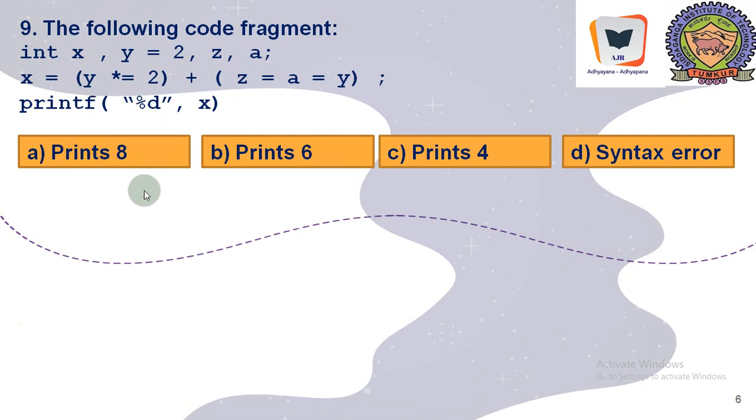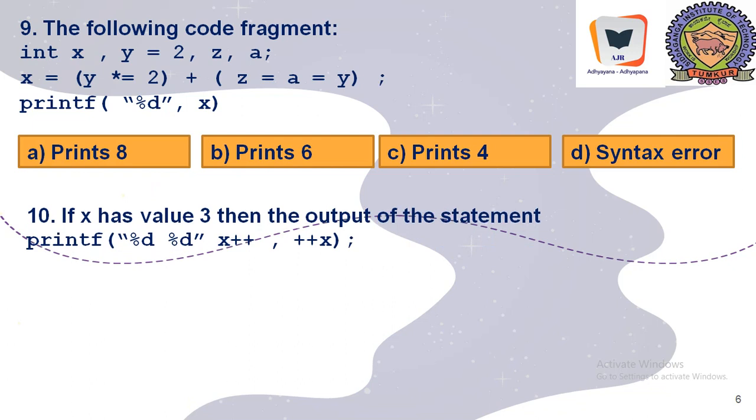Some of the snippets I have tried on my system. Therefore, they have come out pure. It prints 8. Now, if x has value 3, then what is the output of the statement printf percentage d, percentage d, x plus plus and plus plus x? Whenever it is possible, we can write small expressions within a printf statement. I have spoken about this in my tutorial series on C.